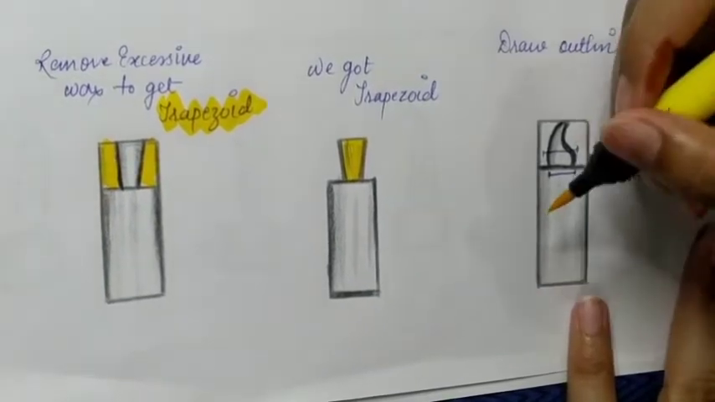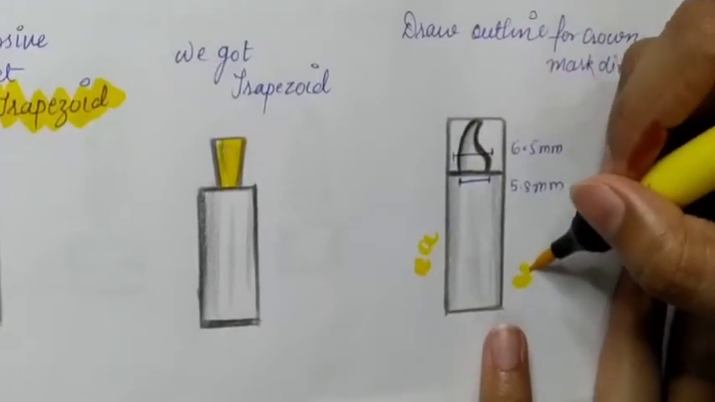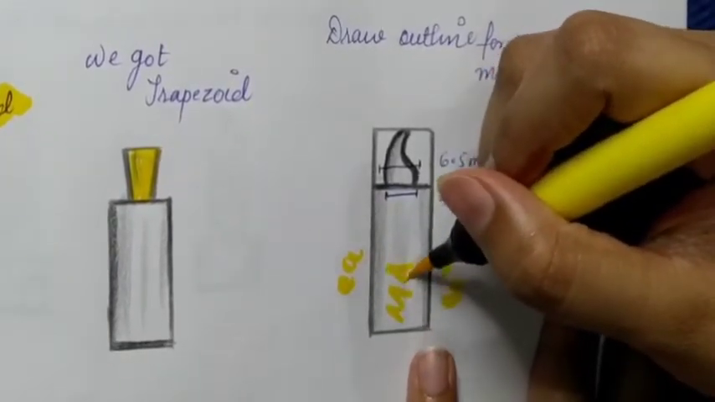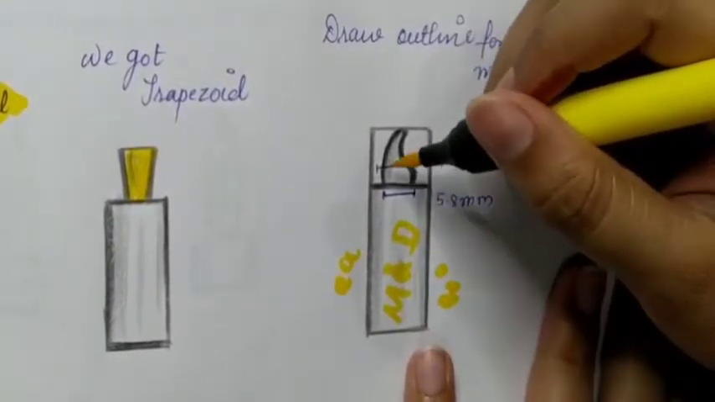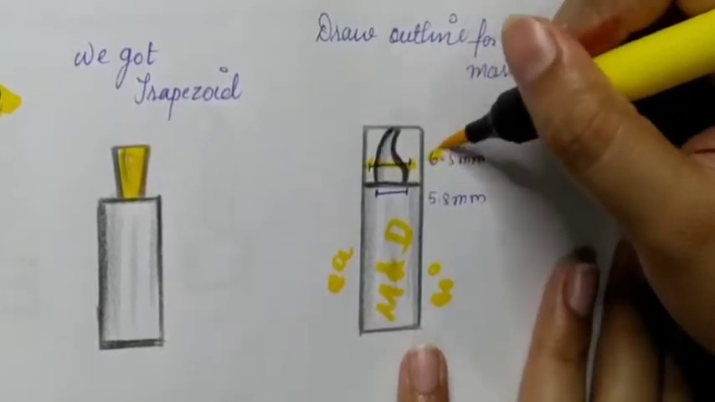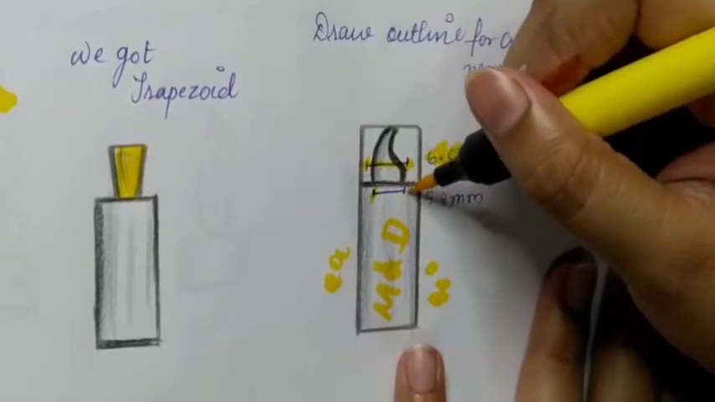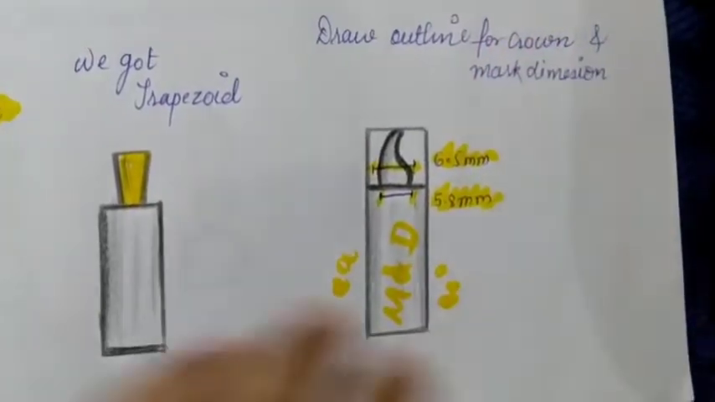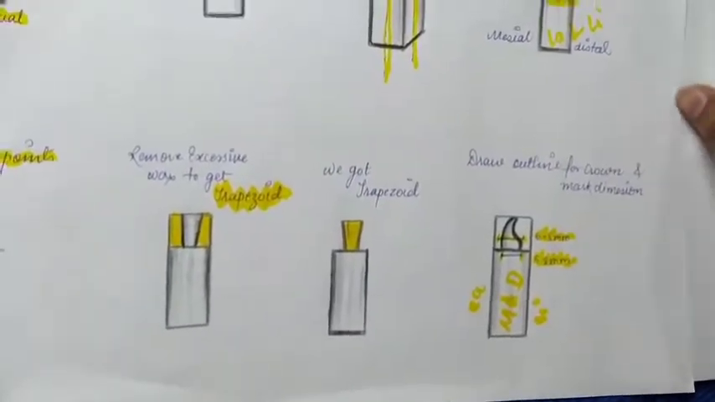After making the trapezoid, we have to mark the outline for our crown. So we have to mark the labiolingual dimension for the crown, in the mesial and distal side. The labiolingual dimension for the crown is 6.5 mm and the labiolingual dimension at the cervix is 5.8 mm. So moving to the next step.